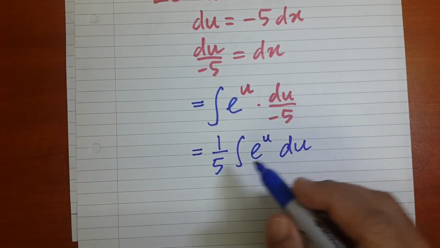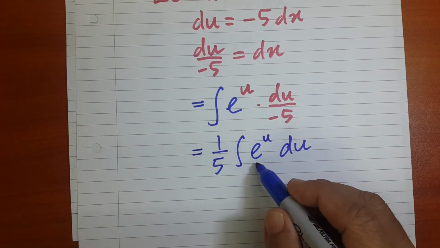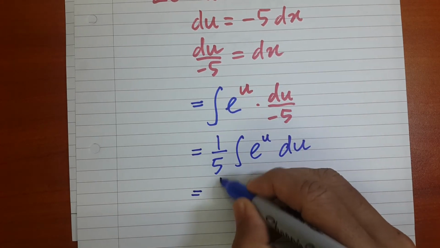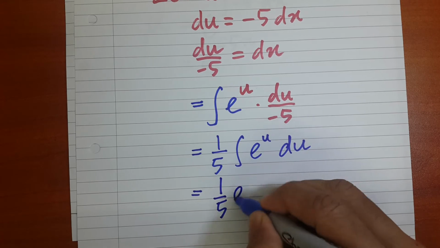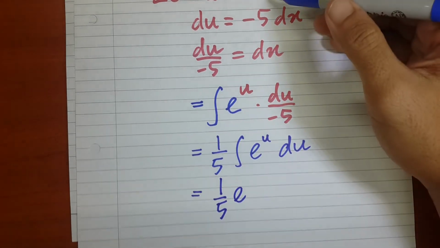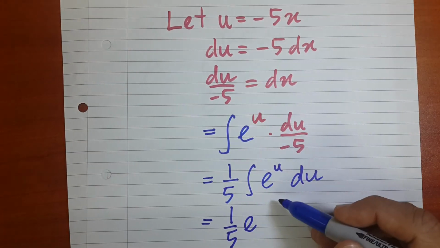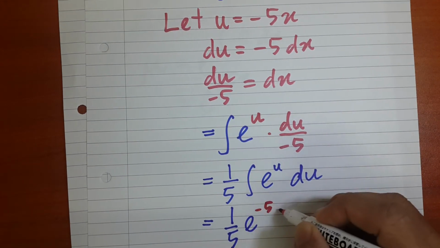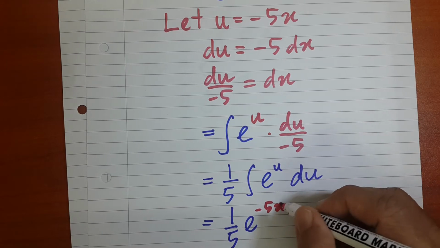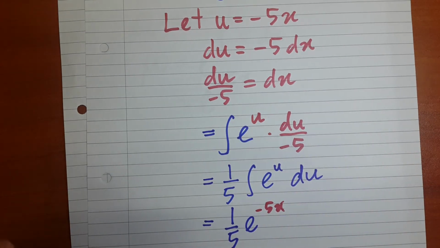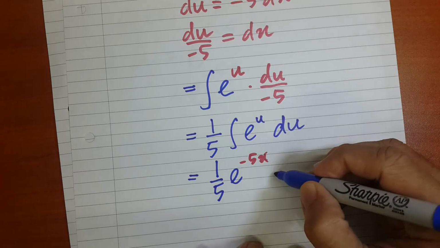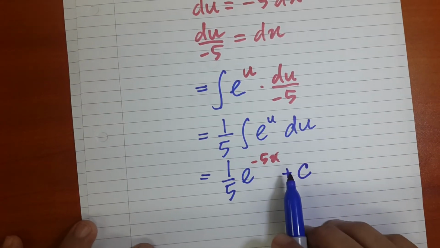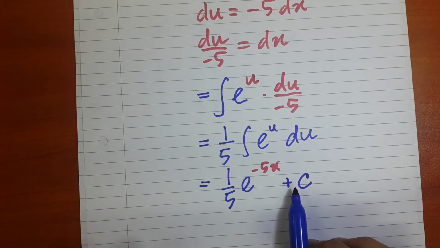Alright, now the antiderivative of e to the power of u is e to the power of u plus C. Alright, so we get e to the power of u. u is negative 5x, so I'm going to straight away replace it with negative 5x, plus C. Alright, and be careful, this is not our final answer yet.